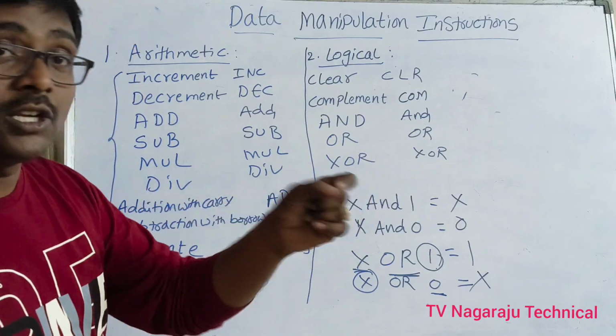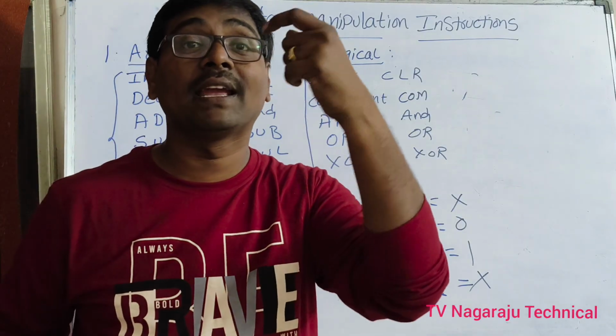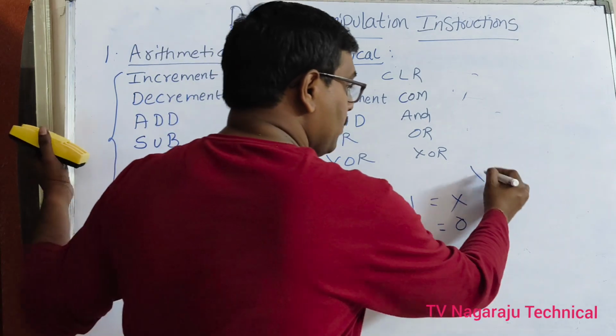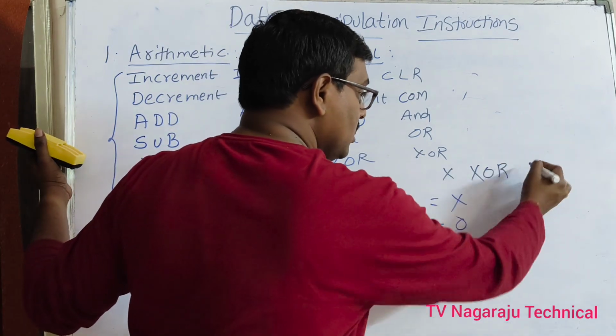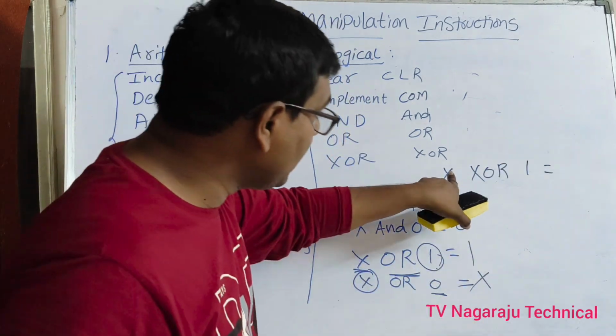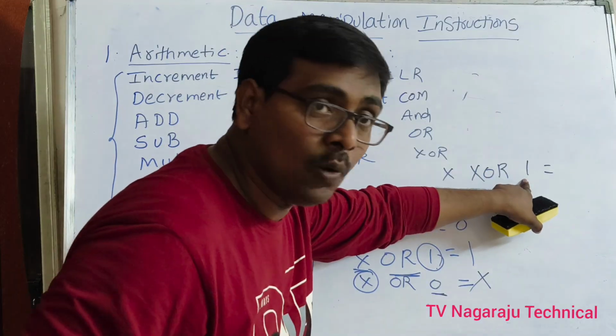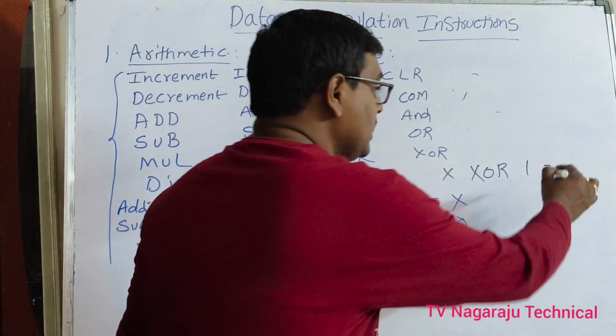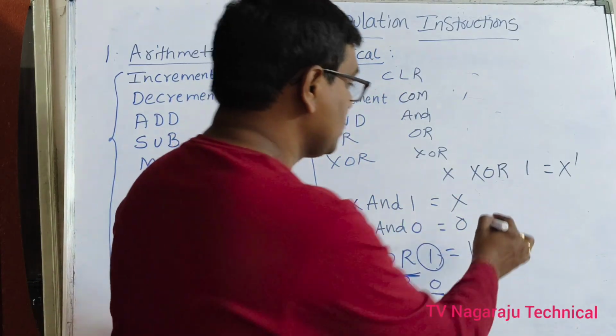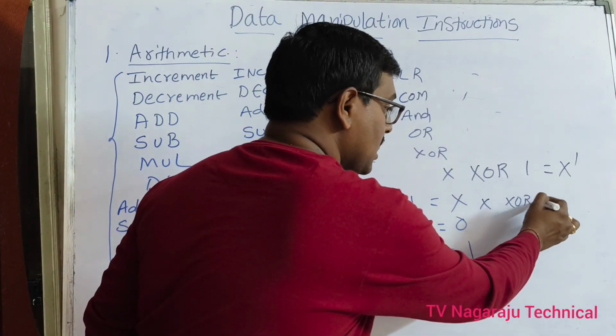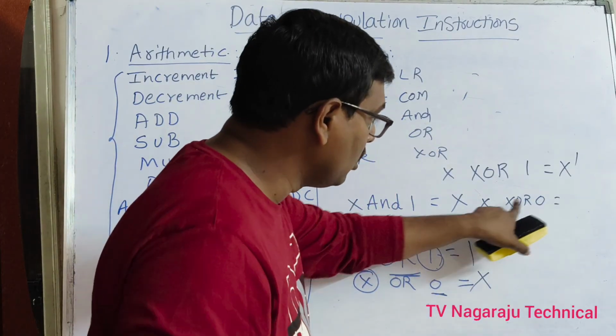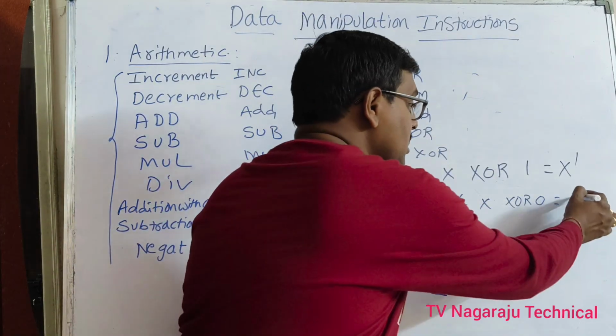Now the XOR operation, we know XOR is for complement. For example, x XOR with 1. If x is 1, 1 and 1 with XOR, the answer is 0. That is x complement. Suppose x XOR with 0. If x is 0, 0 and 0, the answer is 1, x complement.